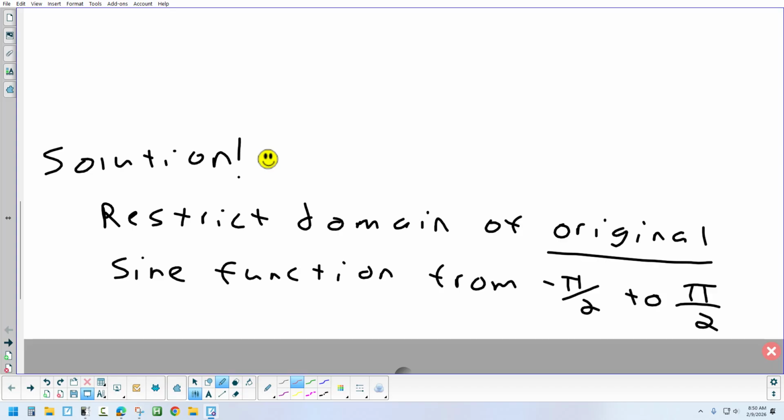What's negative pi over 2 degrees? Yep, negative 90. And pi over 2? Yeah, positive 90. Now, you might think if you limit the angle, or you limit how many degrees you can use, and that's what we're doing, that could cause a problem because we don't always work with angles that are between negative 90 and 90. There's lots of other angles.